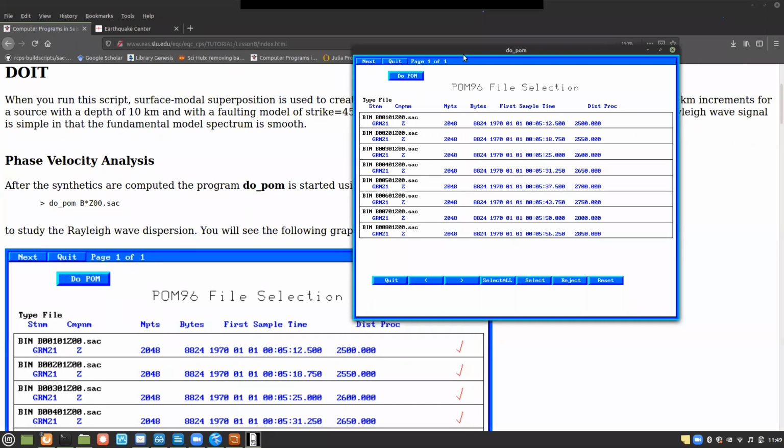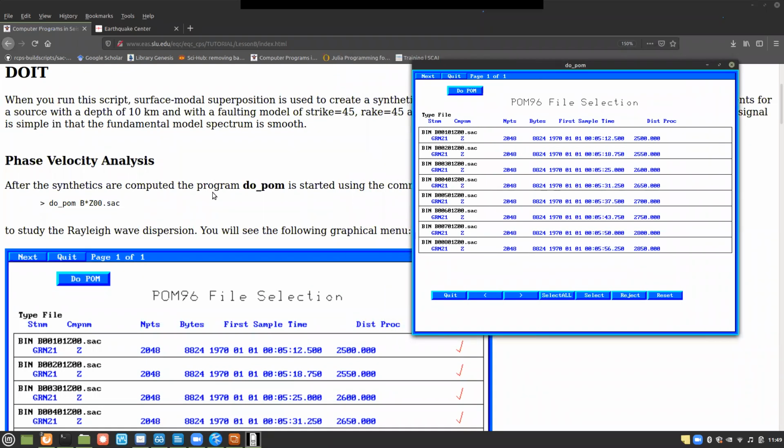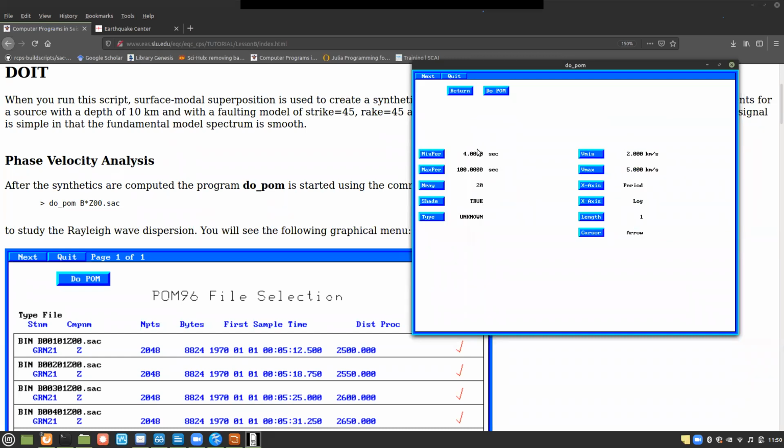So here, the code generates the earthquake. It generates some synthetic seismograms recorded at these different stations. Here it shows you pick only the Z for all the stations. So we select all, and we go to do PROM. So this does the phase velocity analysis.